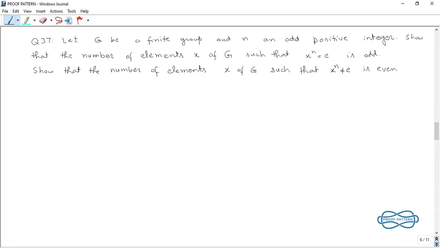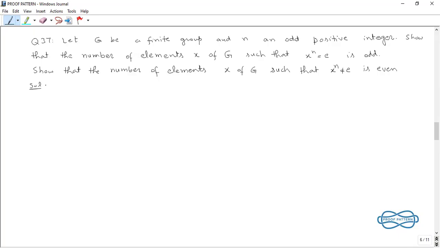We move to question number 37. The statement is: let G be a finite group and n an odd positive integer. Show that the number of elements x of G such that x raised to the power n is identity is odd. Show that the number of elements x of G such that x raised to the power n is not equal to identity is even.